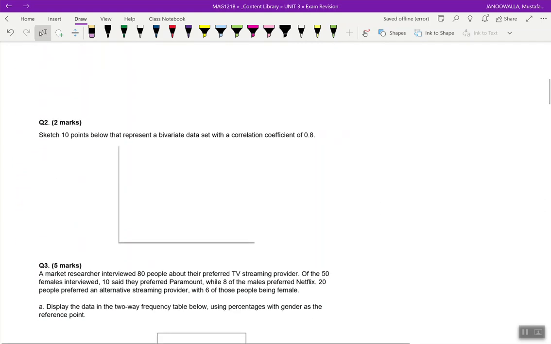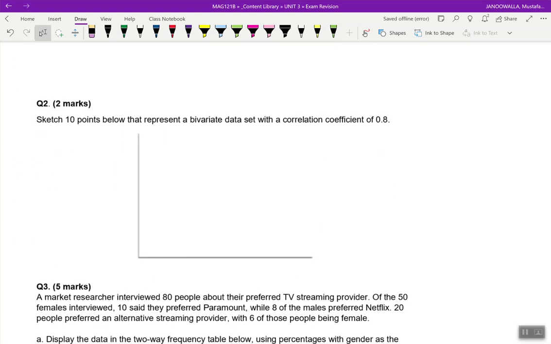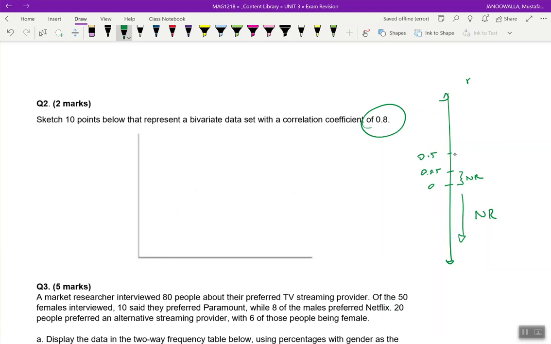Okay, question 2 really quickly. 10 points that show a correlation coefficient of 0.8. If you remember what correlation coefficients are, 0 downwards is a negative relationship, but it's positive in our case, but the same thing applies for the negative. Between 0 and 0.25 there is no relationship. Between 0.25 and 0.5 there is a weak positive linear relationship. Between that and 0.75 we've got a moderate positive linear relationship, and between that and 1 we've got a strong positive linear relationship.